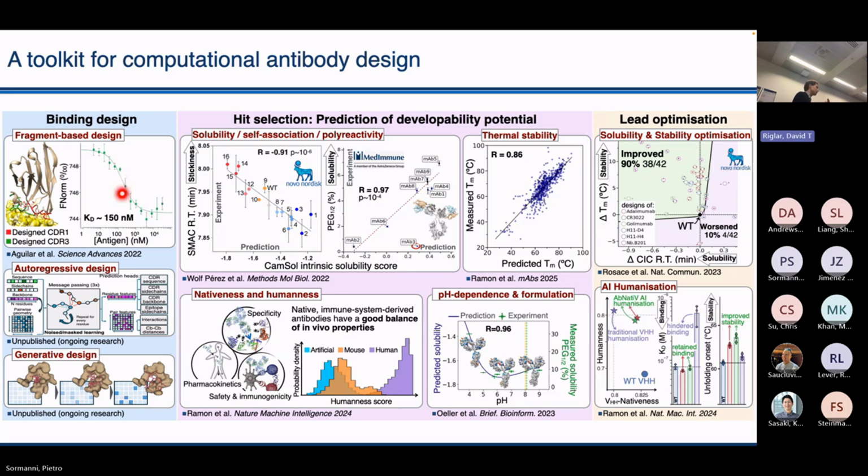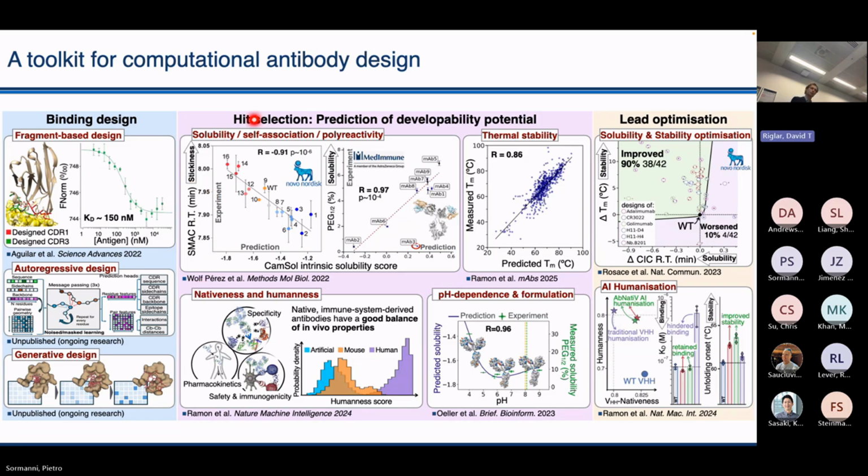This is our fragment-based approach that we have used for the spike, for serum albumin. We are now using a lot more AI, both autoregressive AI, so MPNN and graph neural networks, things like that, and diffusion frameworks for generative design. But this is pretty much ongoing research.